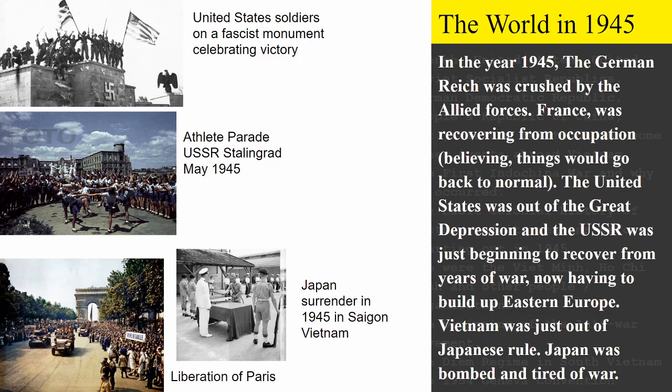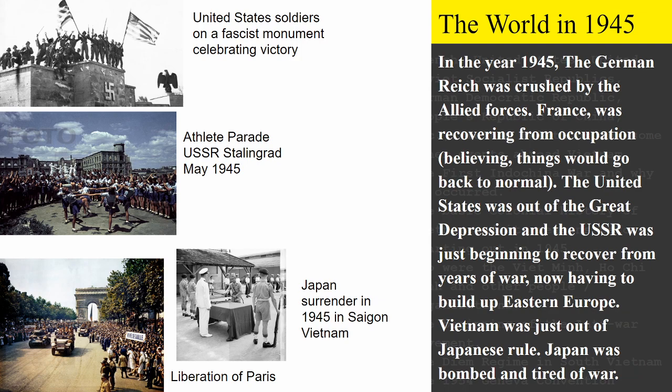So, the world in 1945. The Great Patriotic War, World War II, was at an end. The German Reich was crushed by the Allied forces. France was recovering from occupation, and France was the occupier of Vietnam at the time. A lot of people in Western Europe said, all right, things are going to go back to normal. We'll be able to take Africa back. We're going to be able to take Indochina. We're going to be back on top of the world in no time.